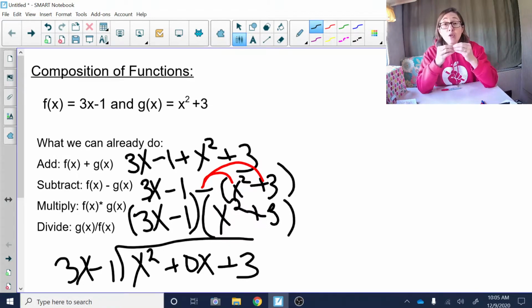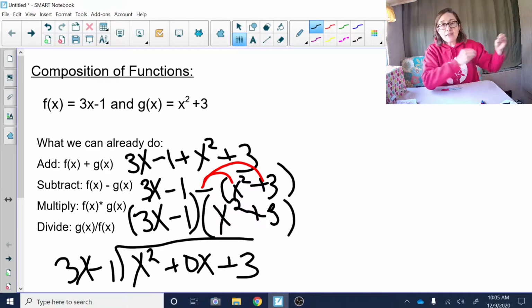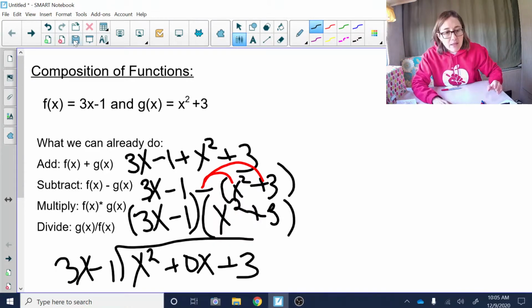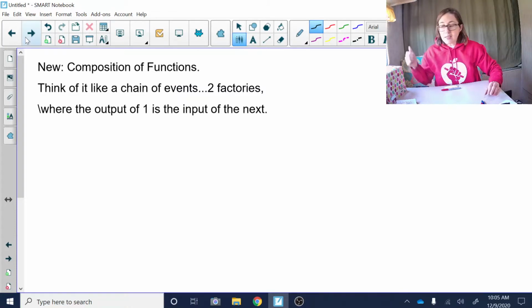We are going to talk about a new way of putting functions together, and it's going to be called composition of functions. The idea of it is that you're going to use the product, the output from one function, as the input in the next function. It's going to be like a chain of events. So I have that started here in your notes on this next slide.